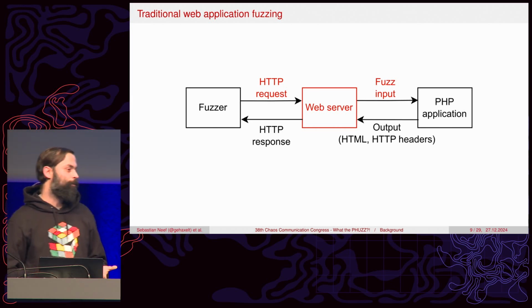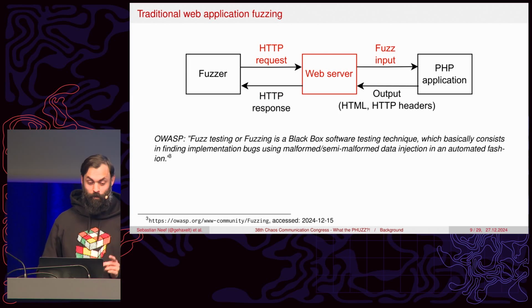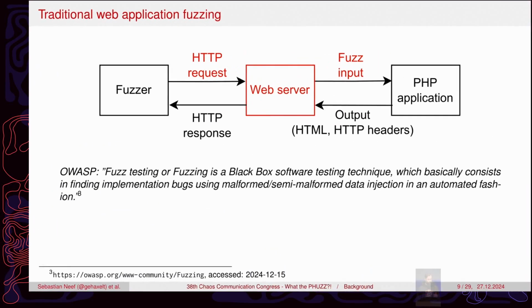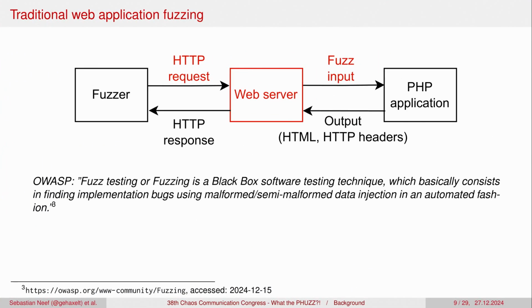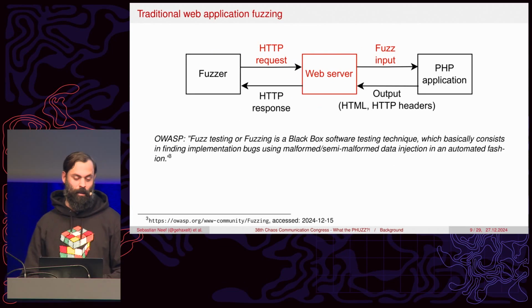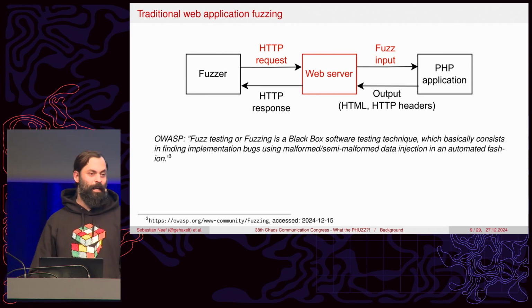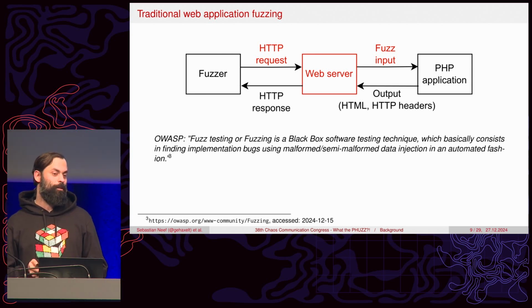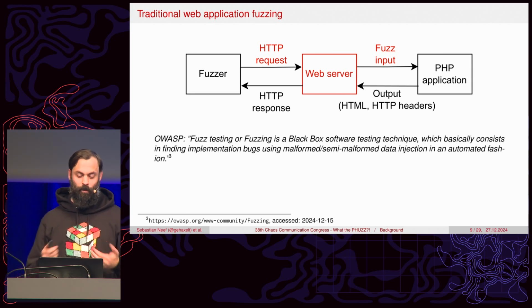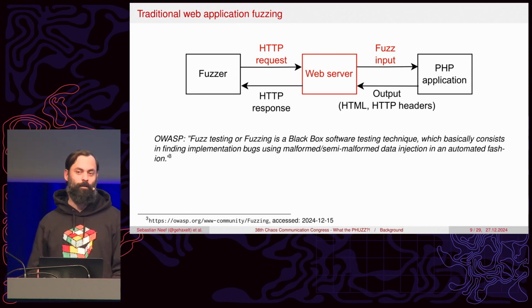Fuzzing exists for web applications, but according to OWASP, fuzz testing or fuzzing is a black box software testing technique which basically consists in finding implementation bugs using malformed, semi-malformed data injection in an automated fashion. Again, the keyword is black box fuzzing. So this limits the fuzzer's possibilities to get feedback from the web application.